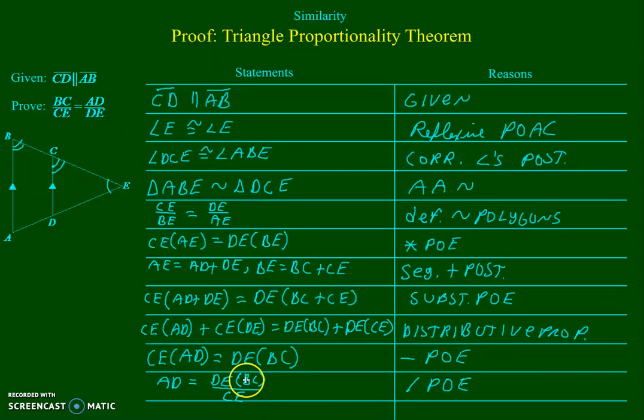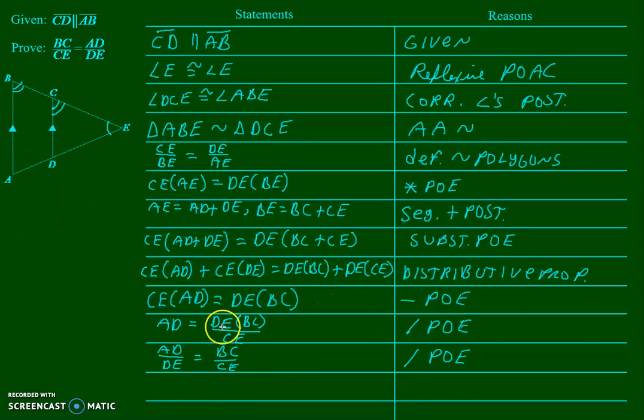Now we have BC over CE, which is exactly what we need on one side of the equal sign. But now we've got to get rid of this DE. Since we're multiplying by DE, we're going to do the opposite and divide by DE on both sides. So let's go ahead and do that. And here we divided both sides by DE, so you can see DE disappeared from the right and it appeared in the denominator on the left. Now we have the proportion we're looking for.